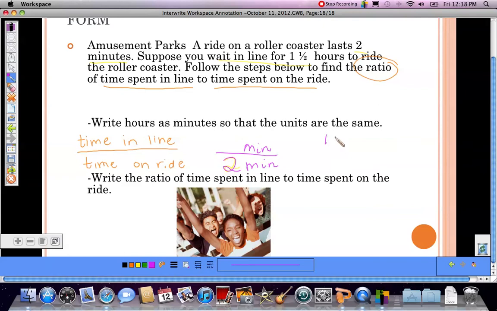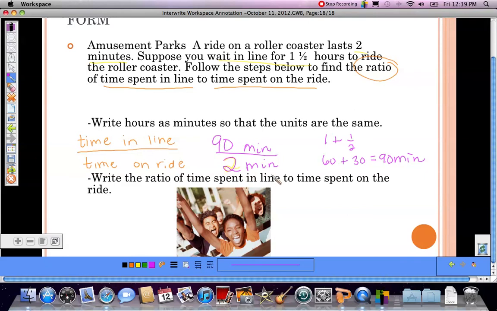Well, I know 1 full hour is 60 minutes. I know half an hour is 30 minutes. So an hour and a half total is going to be 90 minutes. And that will be your time spent in line compared to your time on the ride.